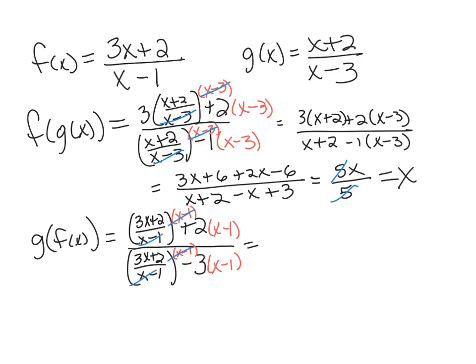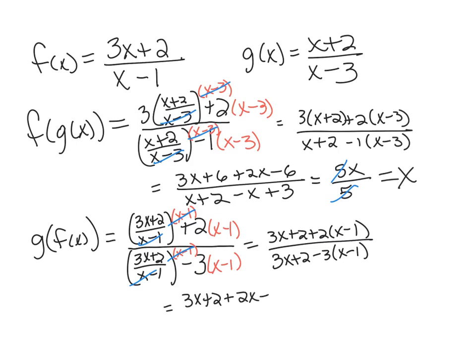I get the top plus 2 times the bottom. Whoops, minus 1. The top minus 3 bottoms. And this is going to give me 3x plus 2 plus 2x minus 2 over 3x plus 2 minus 3x plus 3. And I get 5x over 5, which equals x.